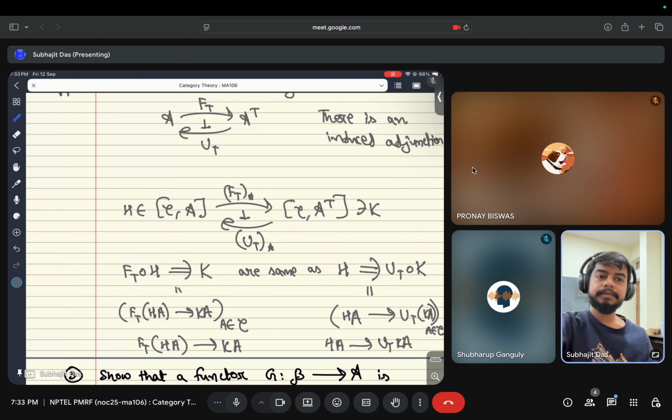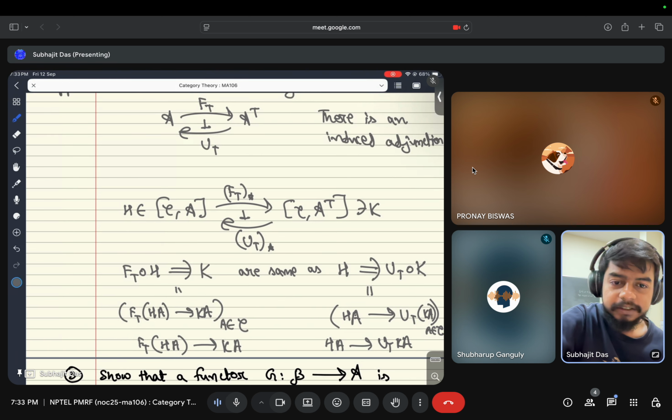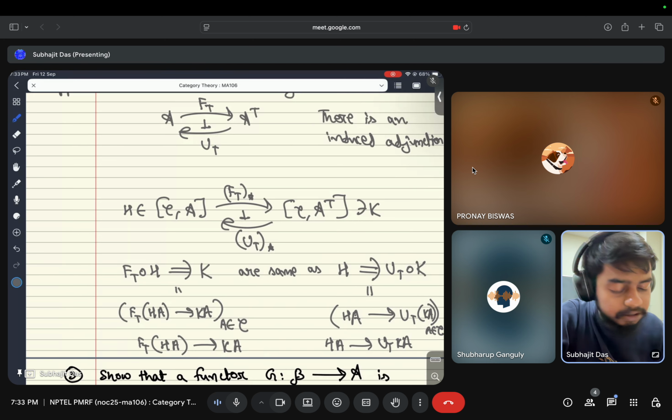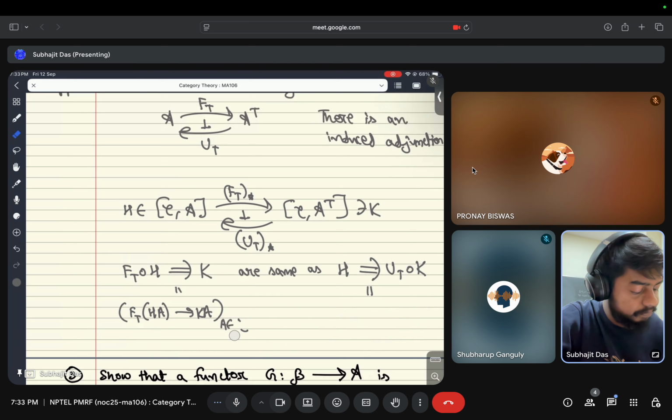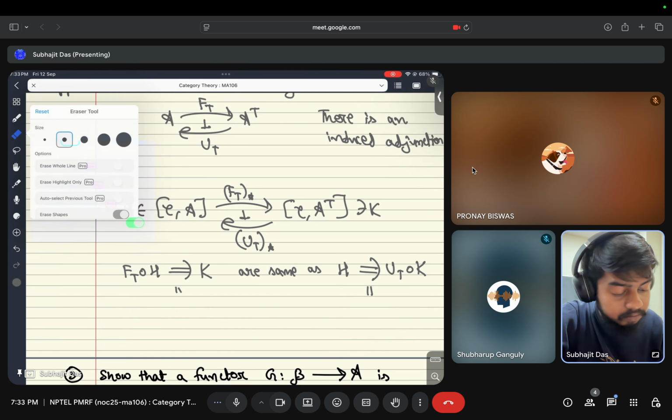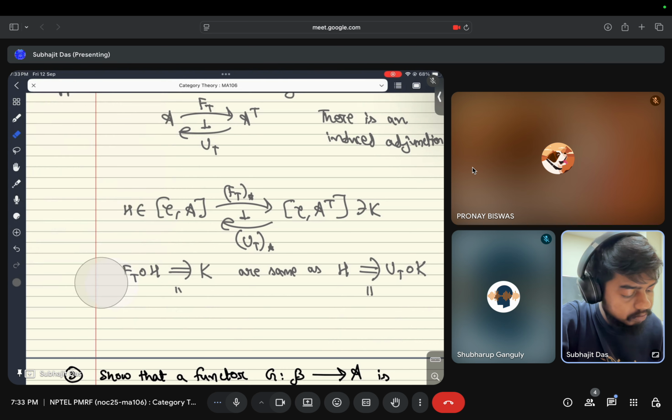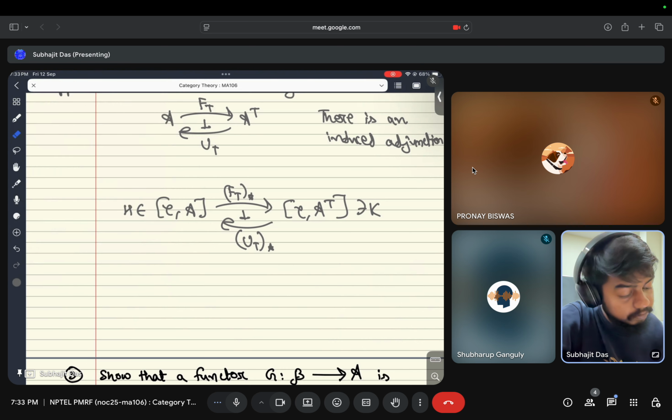Understood, right? Yeah. So you have an adjunction. Alternately, you can use the triangle identities. So there is an induced adjunction.